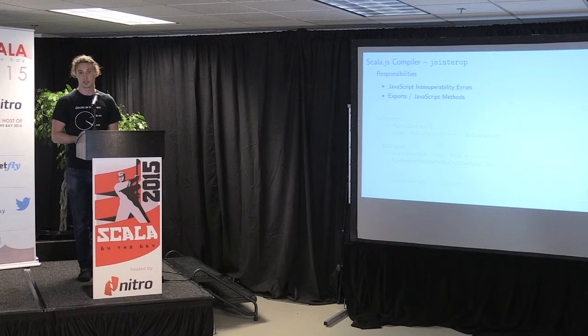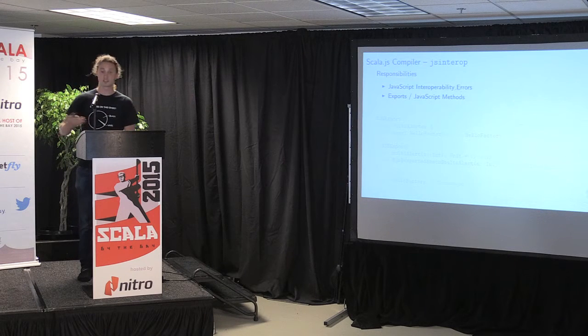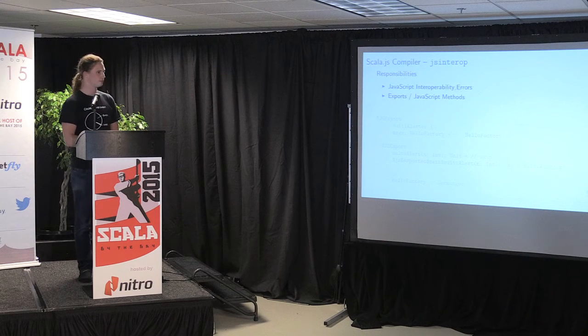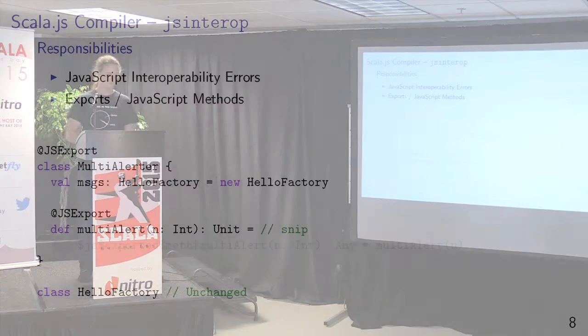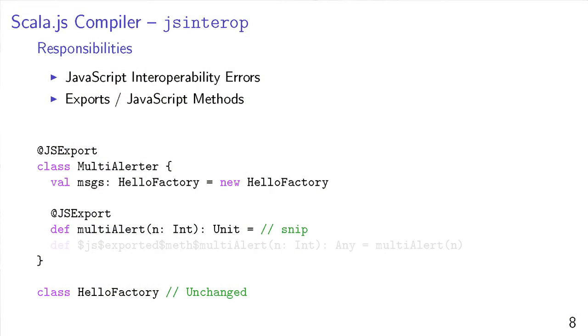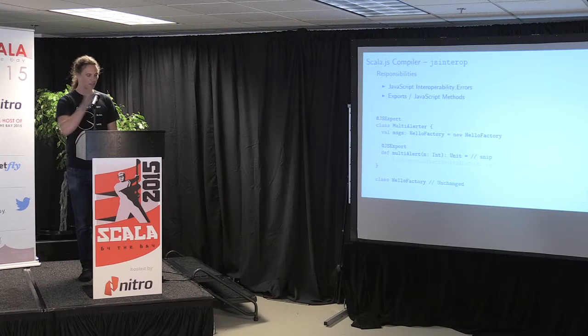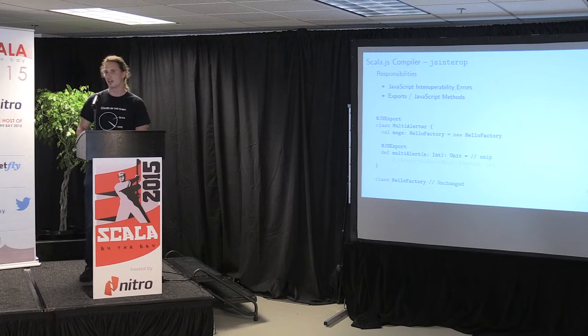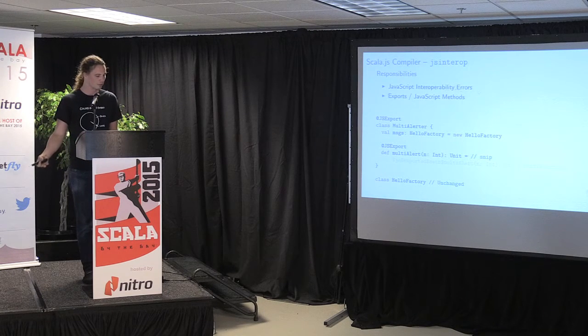And exports. Exports are methods on Scala classes that JavaScript can call. Right? So we've maybe seen this JS export annotation there. It basically says, hey, I want this method to have a sensible name in JavaScript, so I can call it. Otherwise, methods will just get a very strange name. We don't give any guarantees, so you won't be able to reliably call it.